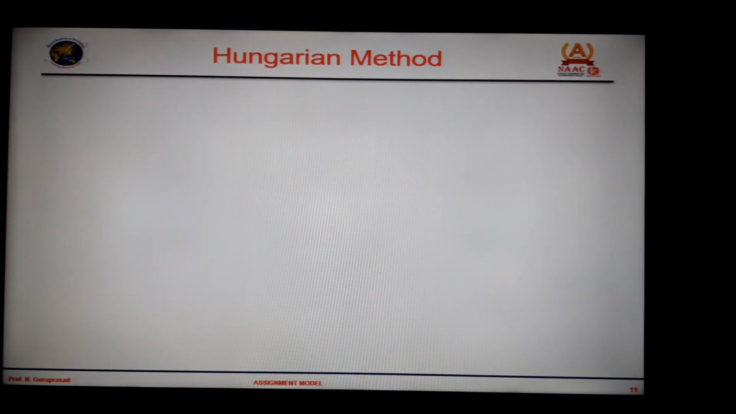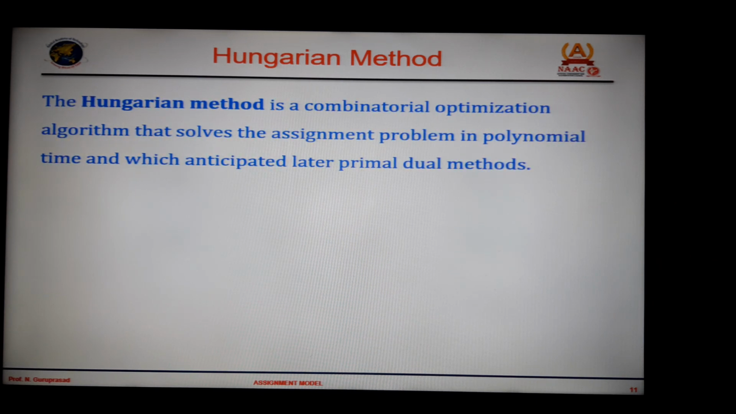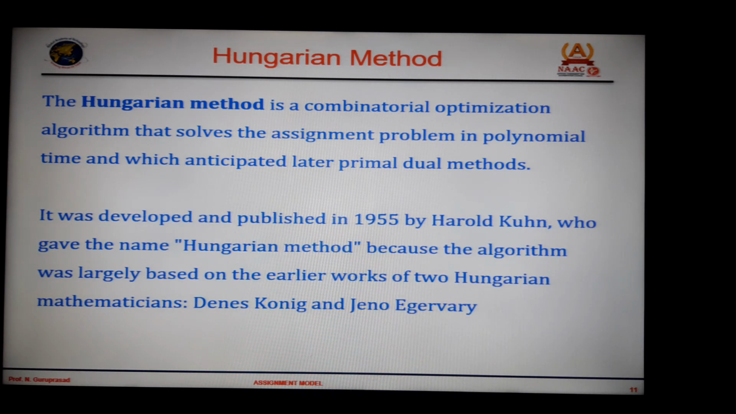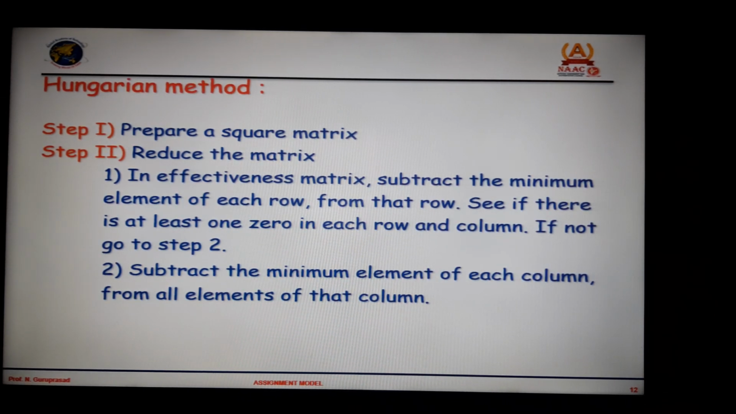Now let us look into the algorithm that's available in the field of OR to solve assignment problems, what we call the Hungarian method. The Hungarian method is a combinatorial optimization algorithm that solves the assignment problem in polynomial time and which anticipated later primal-dual methods. It was developed and published in 1955 by Harold Kuhn, who gave the name Hungarian method because the algorithm was largely based on the earlier work of two Hungarian mathematicians, Denes Konig and Jeno Egervary.